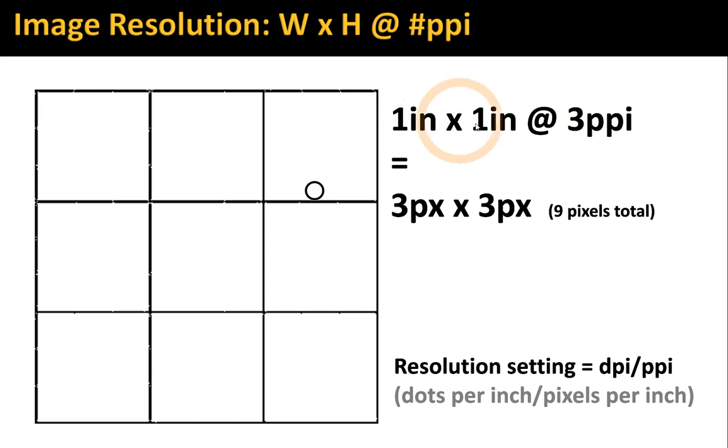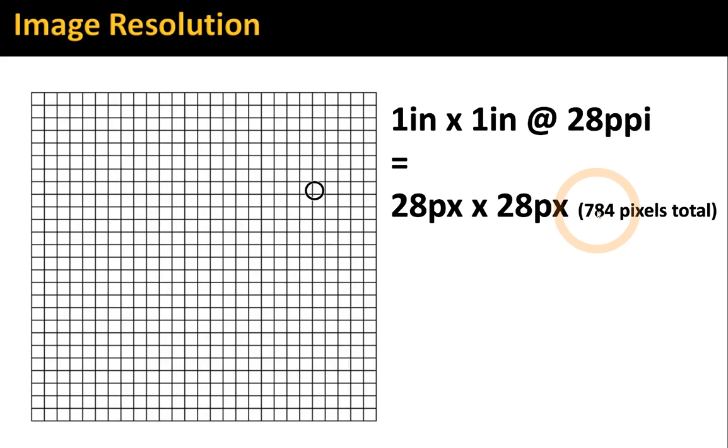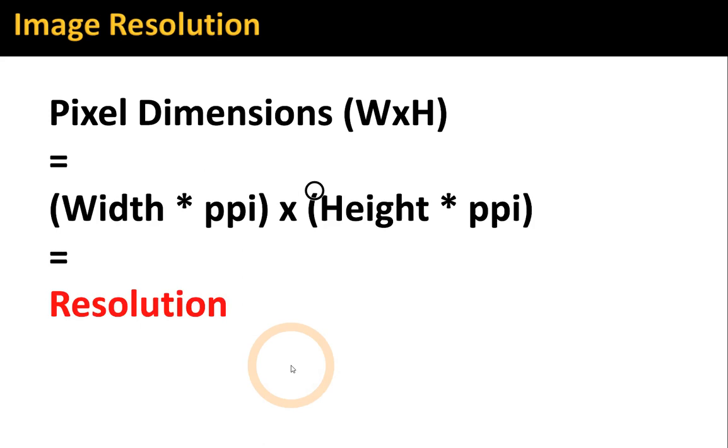This could be 1 centimeter by 1 centimeter, and we could have 3 pixels per centimeter. So moving on, we can divide that even more and say it's 1 inch by 1 inch at 9 pixels per inch, and now we have 81 pixels. So we went from 9 to 81. We went 9 times bigger pretty quickly. Here you can see that we have the same size image of 1 inch by 1 inch, but now it's 28 pixels per inch. So it means that we have 784 pixels. That's a lot more pixels than what we started with.